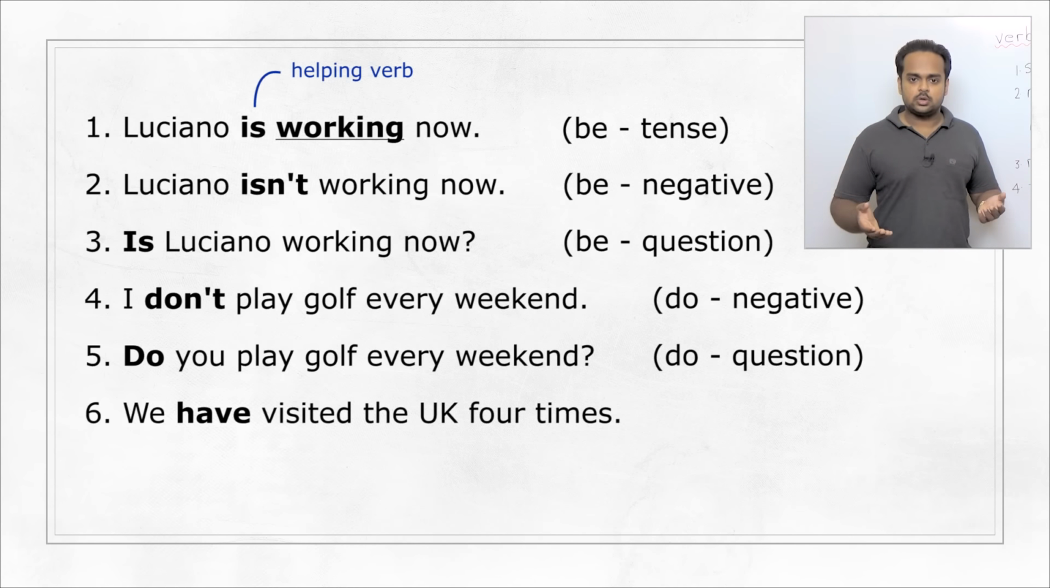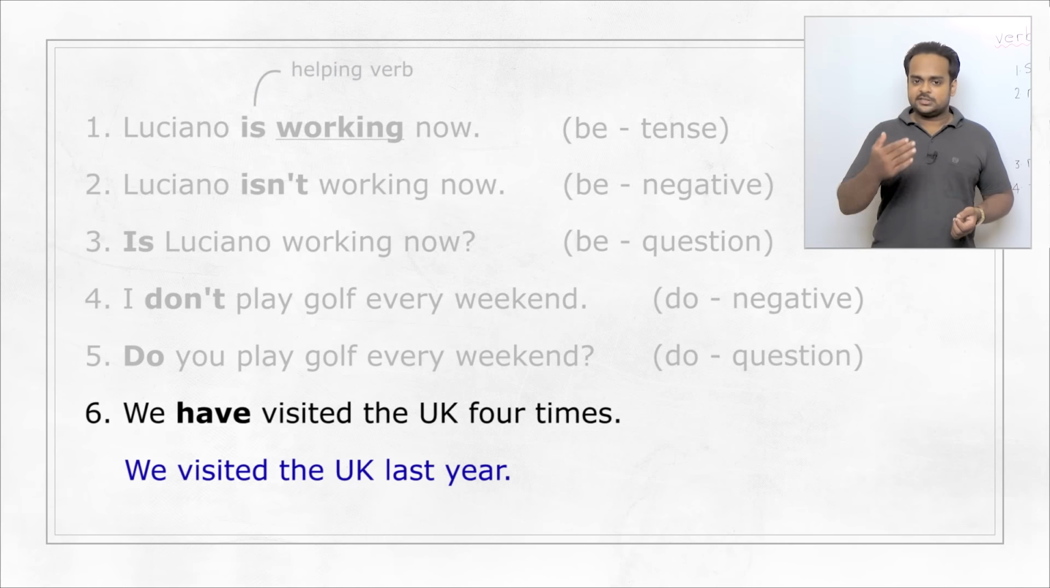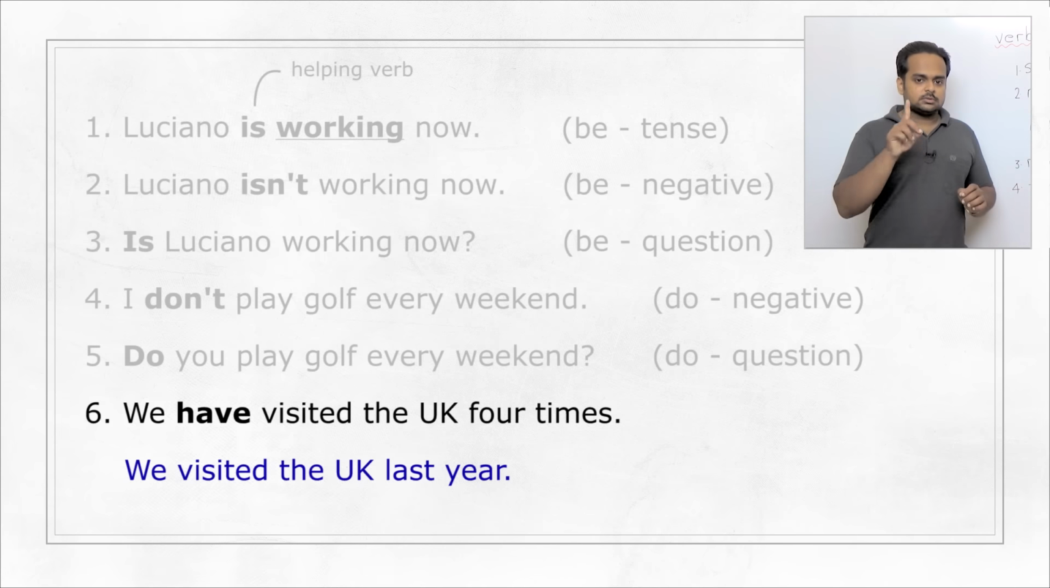We have visited the UK 4 times. Here, we know that the main verb is visited, but can you tell me what is the purpose of using have in this sentence? Now, if I told you, we visited the UK last year, in that sentence, I'm talking about one single experience. That is, my visit last year.